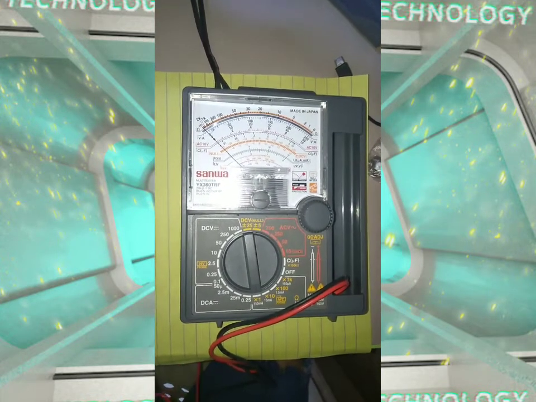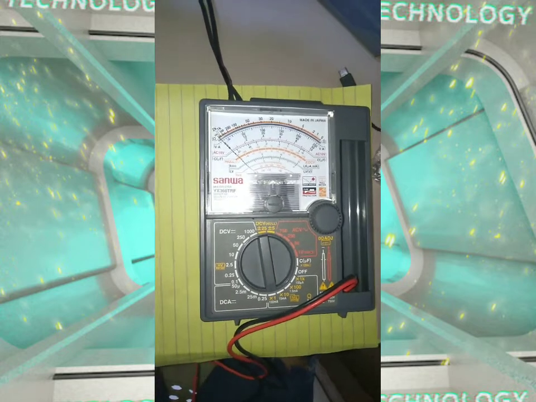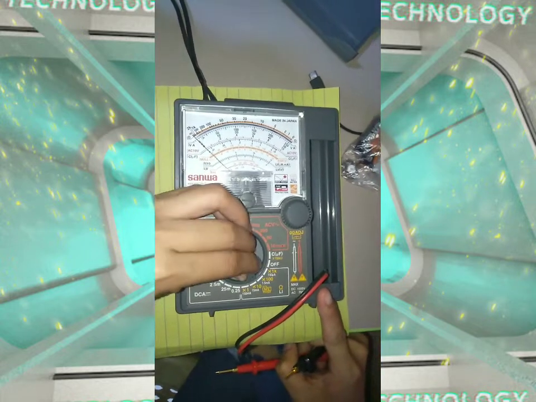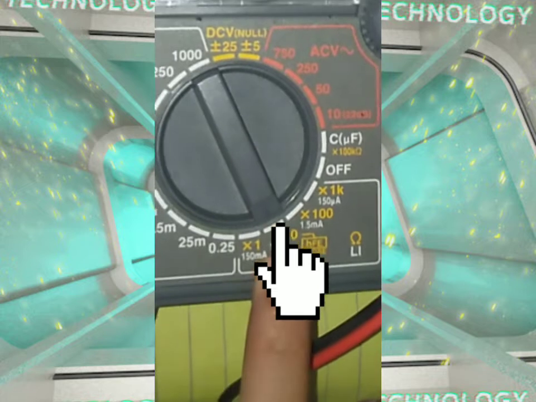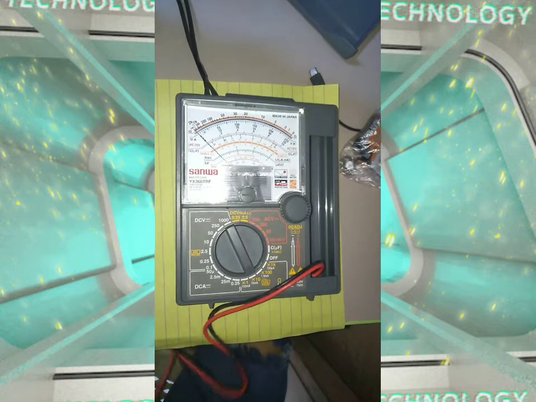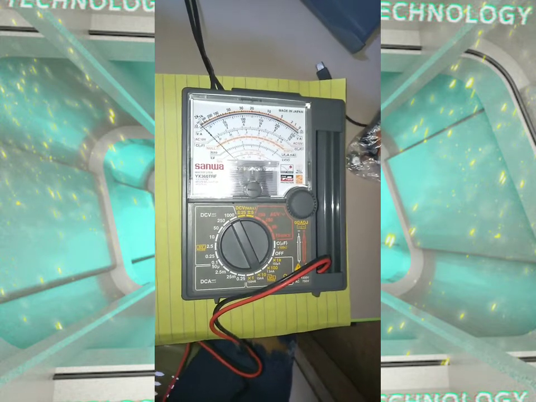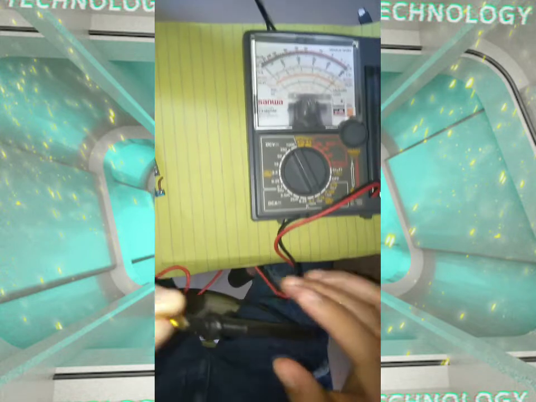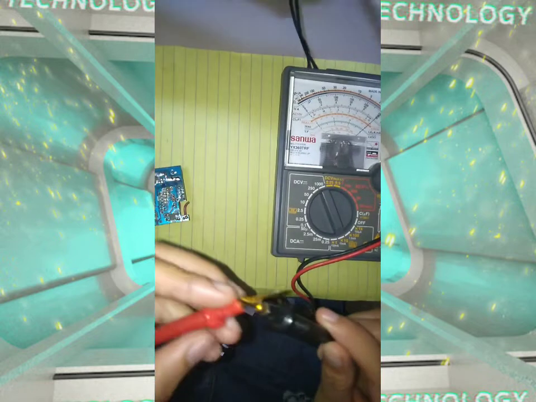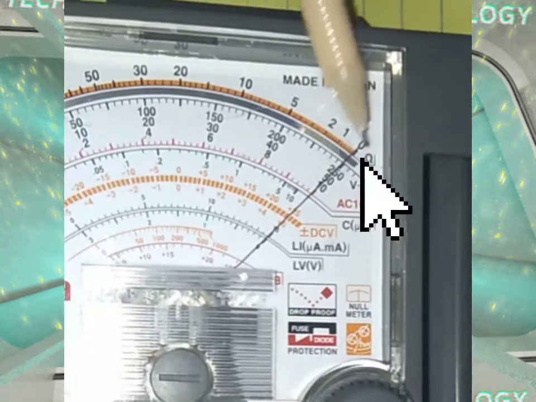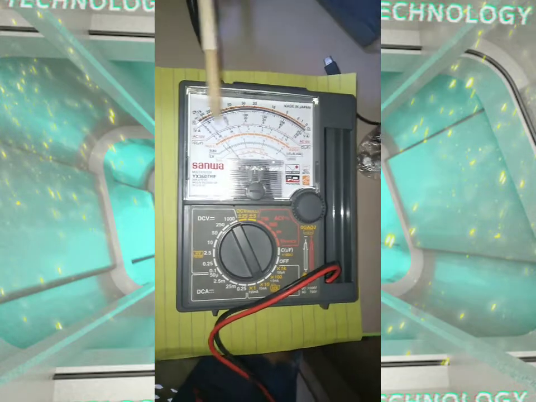Now let's have another example. With the same resistor, we are going to adjust our range selector to times 10. As you can see, it is already at times 10. Before we get the reading of our resistor, we are going to calibrate our positive and negative test rod. Okay, we're now calibrating with the positive and negative test rod, and it is already at 0 point. Now we are going to proceed with our resistor.